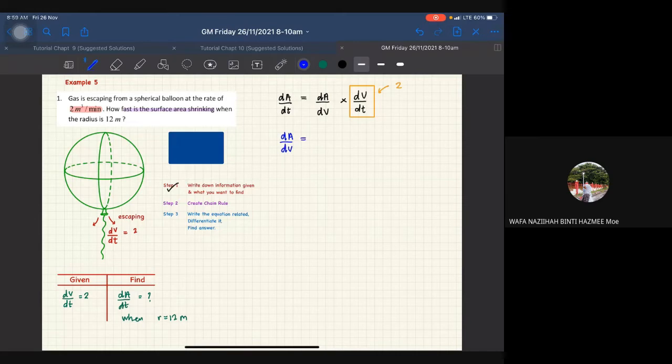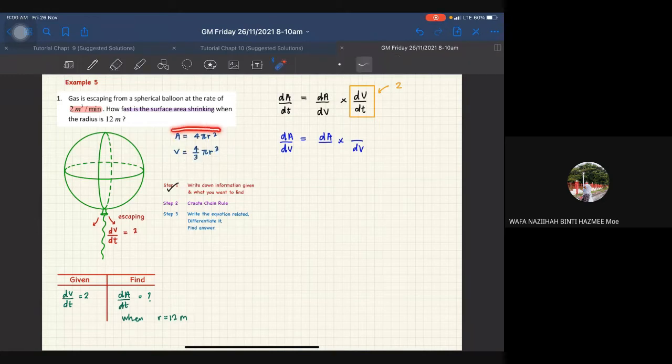Okay, so the formulas for a sphere are these. This is area, and this is the formula for volume. If you look here, there is R here, and this one over here also has R. So you need to put dr. dA over dr times dr over dV. Okay, so dA over dr you can get from here, and dr over dV you can get from here. So that settles our problem.